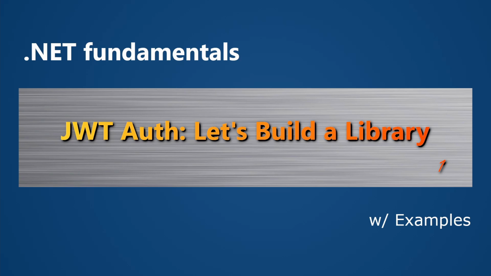Today's topic is about building a library. I like to build a library when I find myself writing the same code again and again. JWT authentication and authorization code falls into that category. I think there are a lot of benefits to building a library, like I can reuse my code in various projects, and it will give me a code base to consistently improve on.